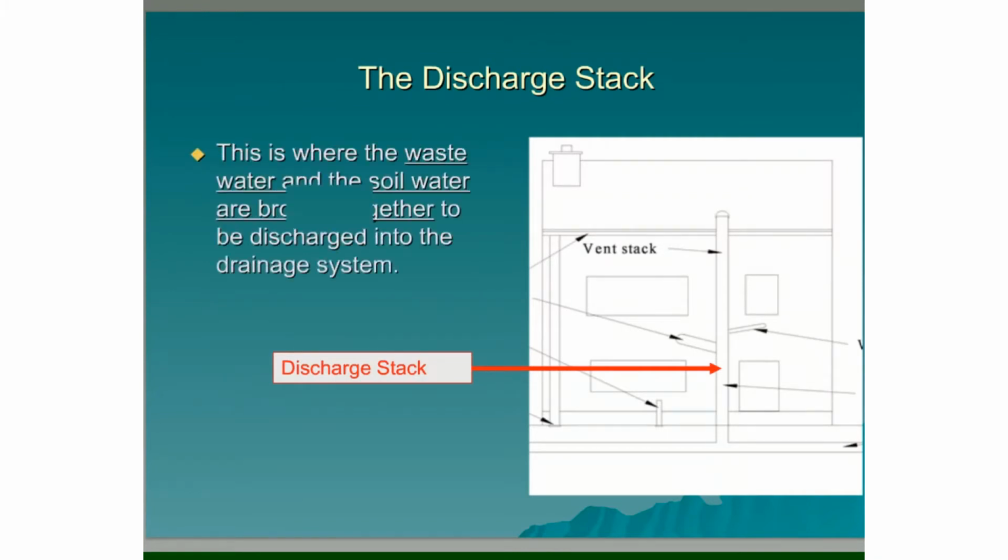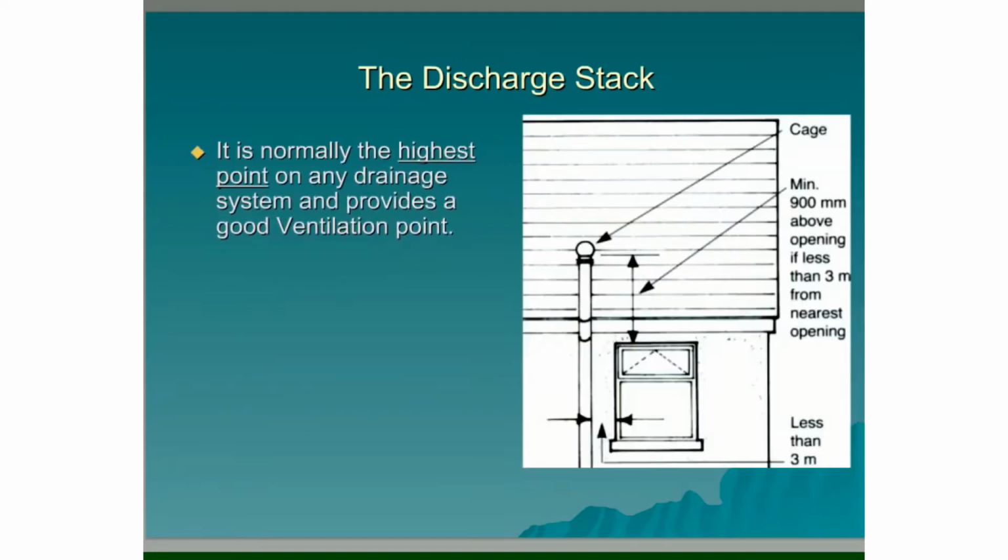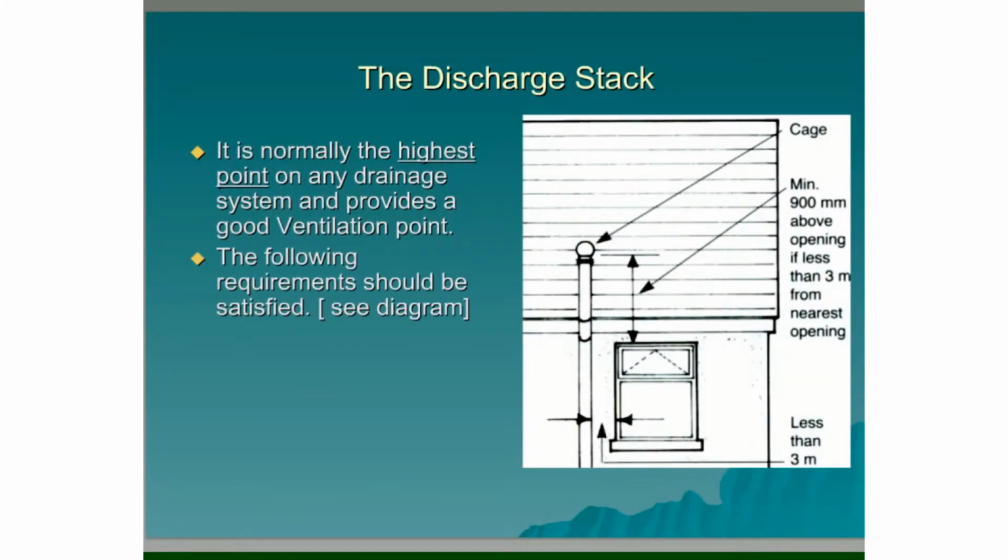The discharge stack. This is where the wastewater and the soil water are brought together to be discharged into the drainage system. It is normally the highest point on any drainage system and provides a good ventilation point. The following requirements should be satisfied. Please see the diagram opposite.